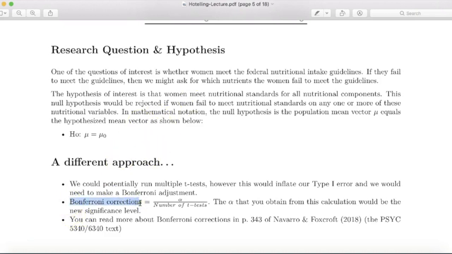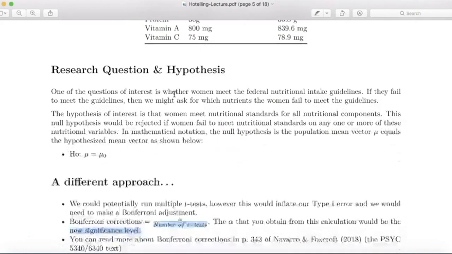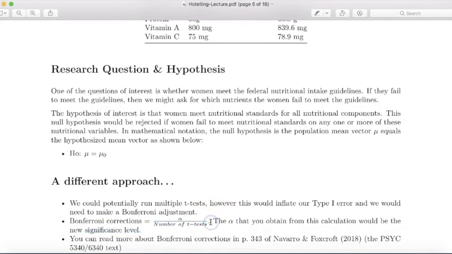So a Bonferroni correction consists of basically taking the alpha, which usually is 0.05, and dividing by the number of tests. For me, it would have been 0.05 over 5, and that would leave me with an alpha of 0.01. And then that 0.01 would be what I use to interpret my results. So it doesn't matter what I get from my t-test, now I have to compare it to 0.01, which makes it harder to reject. It's a more conservative test, essentially.